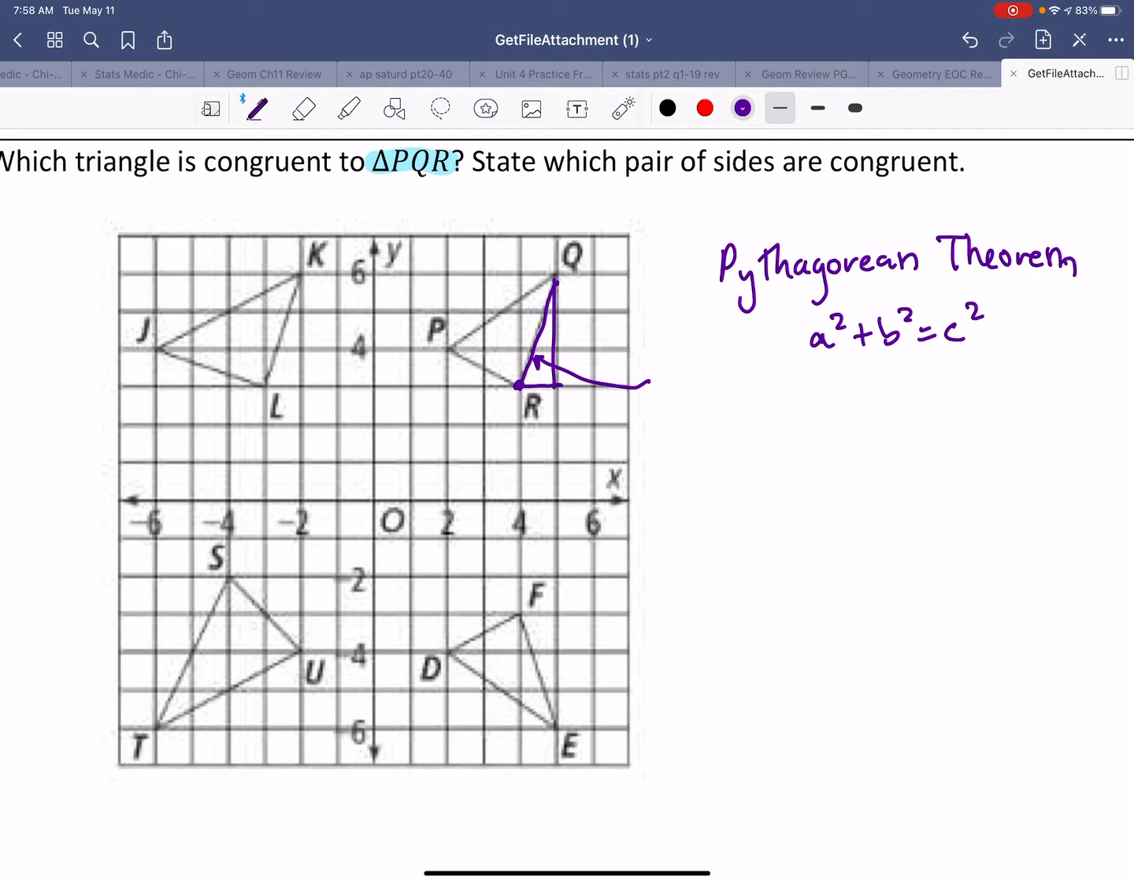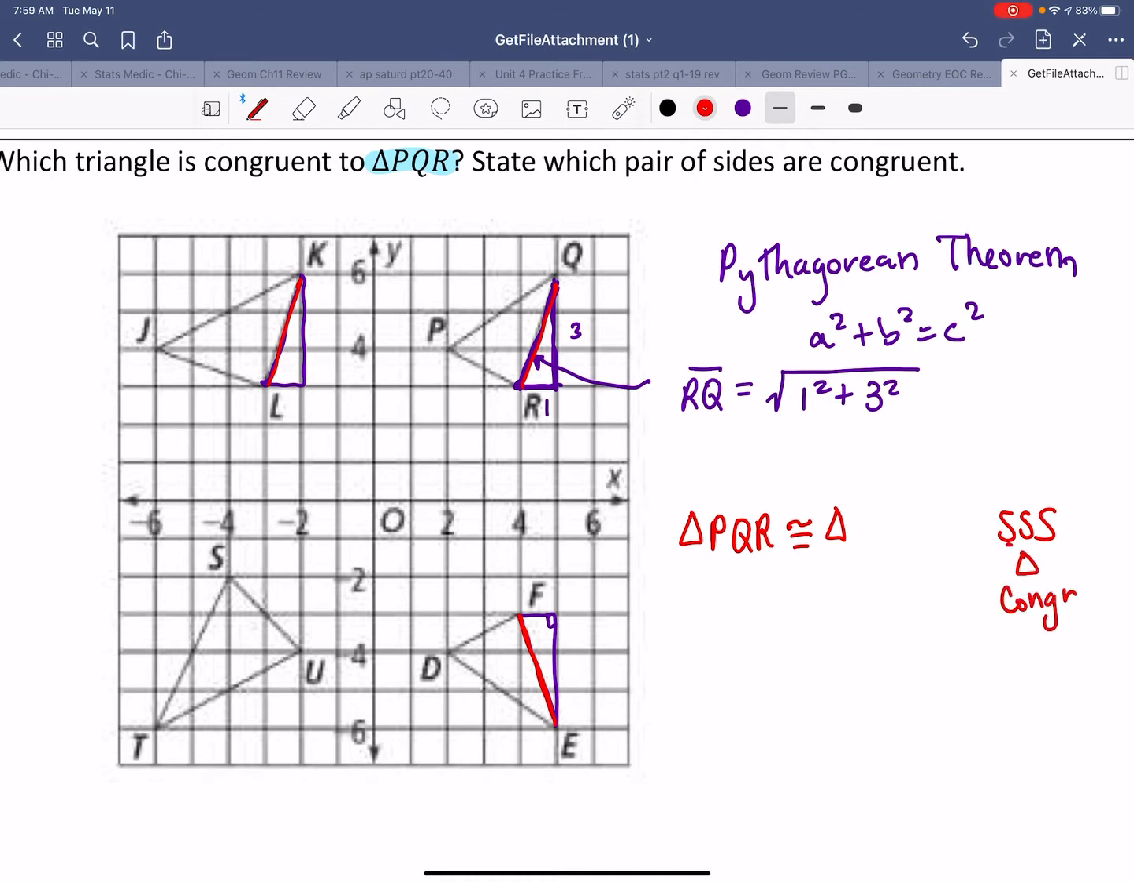Here's this invisible right triangle. Notice that RQ has to be the hypotenuse of a 1-3 triangle. So if there's a twin on this page, it also would have a 1-3 triangle. Let's see if we can find another one. This one, a 1-3 triangle, okay? So RQ is equal to the square root of 1 squared plus 3 squared. You also know this would have to be the same length, and this would have to be the same length as that length. So we're going to prove that somebody, or more than somebody, is congruent to PQR by side-side-side triangle congruence, because they have all 3 sides of equal length.